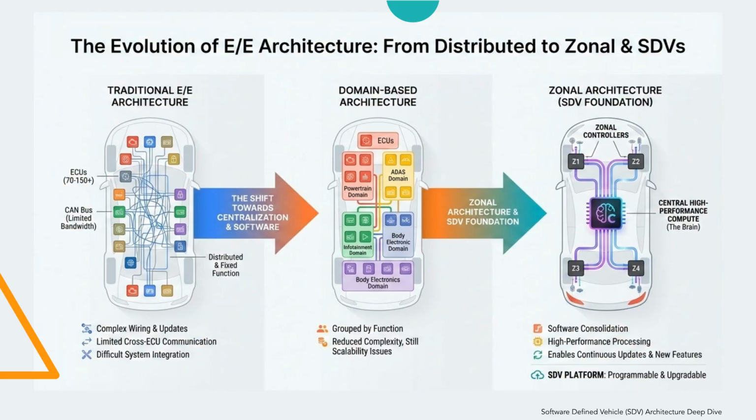To address this, OEMs moved to domain-based architecture, where ECUs were grouped into domains like powertrain, ADAS, infotainment. This reduced complexity, but still did not fully solve scalability issues. Now the industry is moving towards zonal architecture. In zonal architecture, ECUs are replaced by zonal controllers, placed physically across the vehicle, handling all sensors and actuators in that zone. These zonal controllers connect to a central high-performance compute unit. This central compute acts as the brain of the vehicle, enabling software consolidation and high-performance processing. This is the foundation of software-defined vehicles.